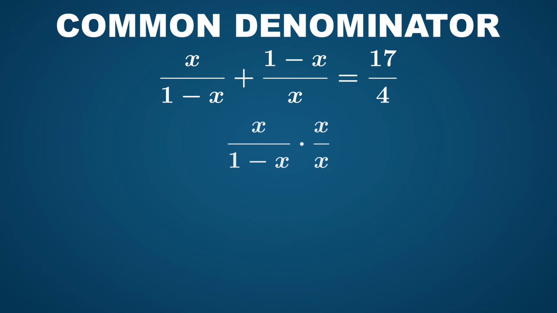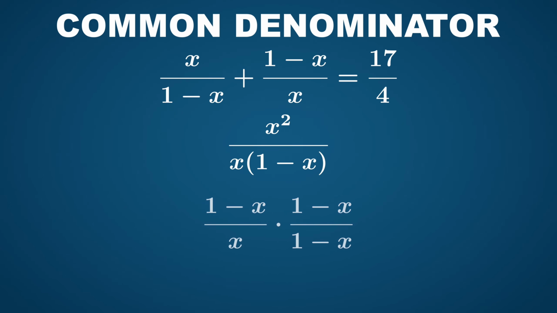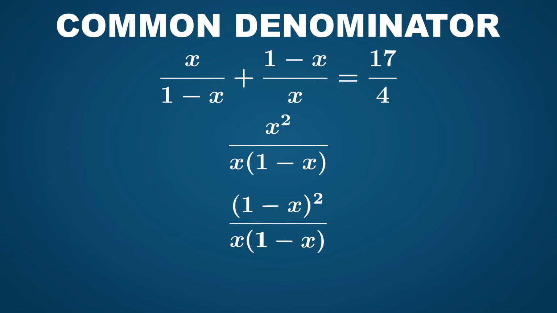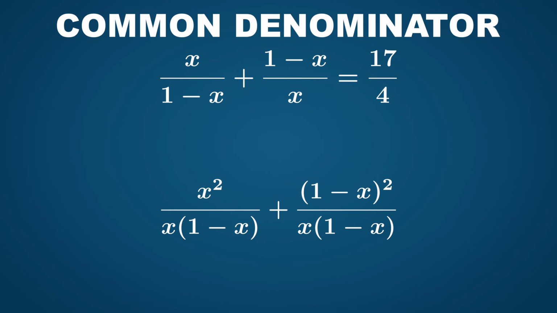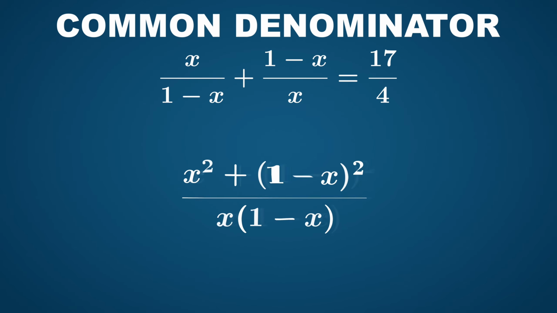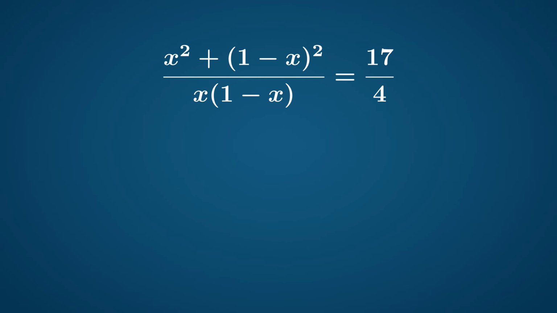We scale the first fraction by x on top and bottom. That turns it into x squared over x times 1 minus x. We scale the second fraction by 1 minus x on top and bottom. That turns it into 1 minus x, all squared, over the same denominator. Now the two fractions share one denominator, so the tops can join. The combined top is x squared plus 1 minus x, all squared.